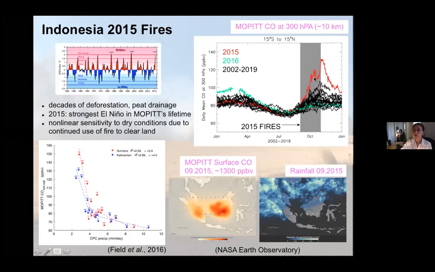And then if you follow to the next year in green, you see that for 2016, the CO is still higher than it used to be in the rest of the years. And it's so until pretty much April. I have to say, this is for CO at 300 hectopascals, so pretty high in the troposphere.